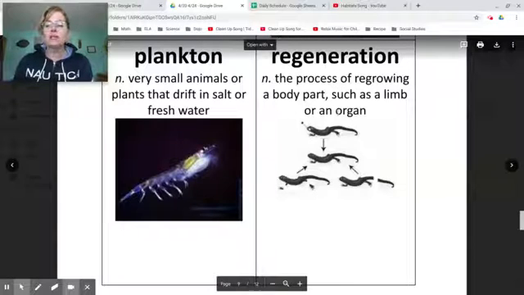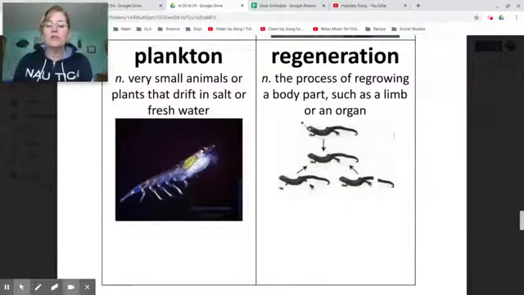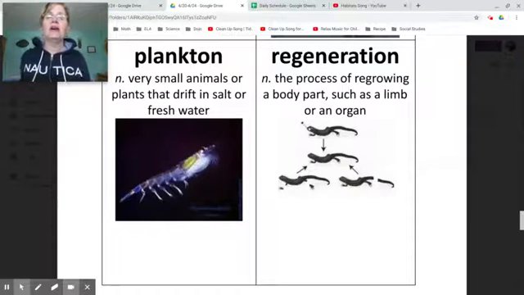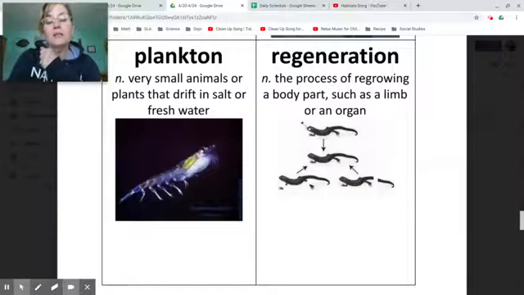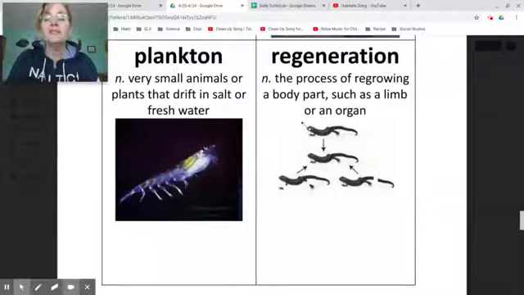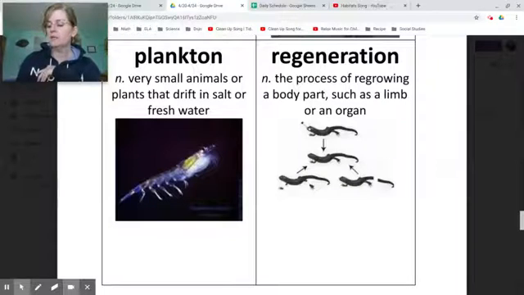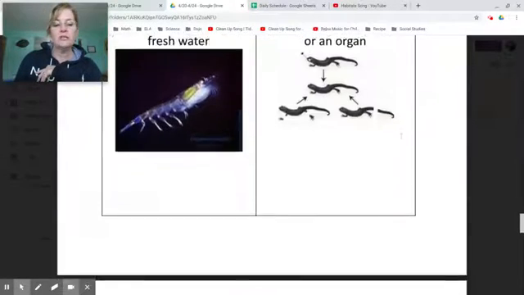And regeneration is the process of regrowing a body part, such as a limb or an organ. So, some of us know that if a lizard's tail drops off because something grabs it, like a bird or a person, it can drop its tail and then grow another one. Sea stars, also called starfish, can grow back one of their arms if they get pulled off or eaten by a crab, which we have found when we've been out crabbing. So, plankton and regeneration.